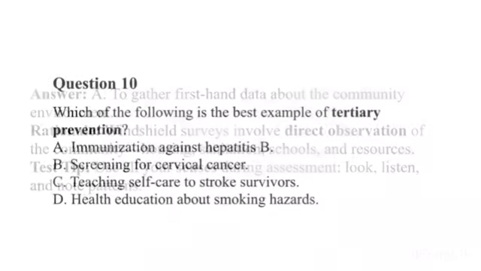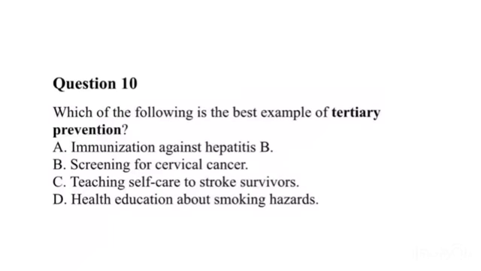Question 10. Which of the following is the best example of tertiary prevention? A. Immunization against hepatitis B. B. Screening for cervical cancer. C. Teaching self-care to stroke survivors. D. Health education about smoking hazards.